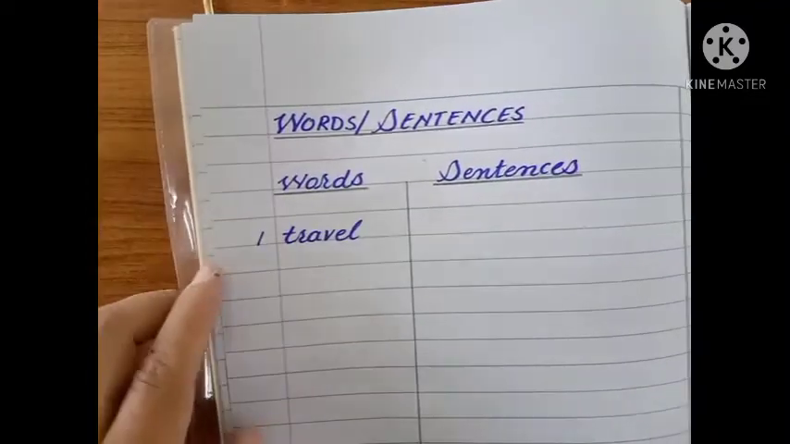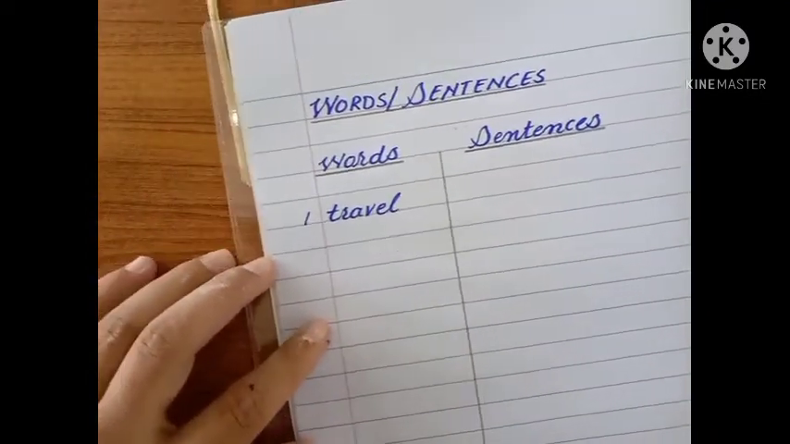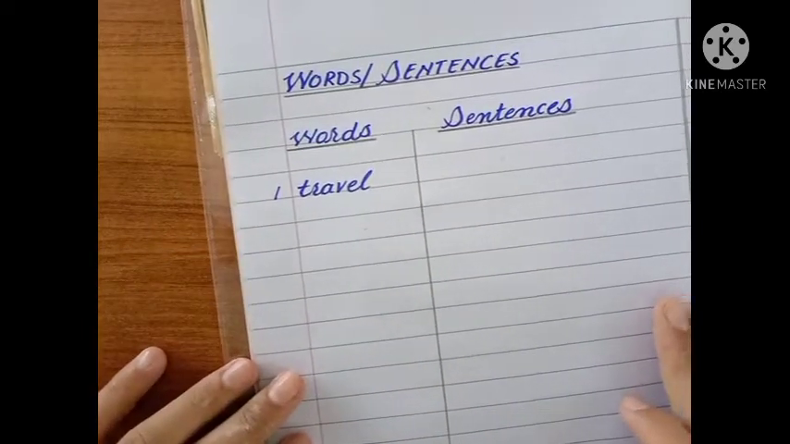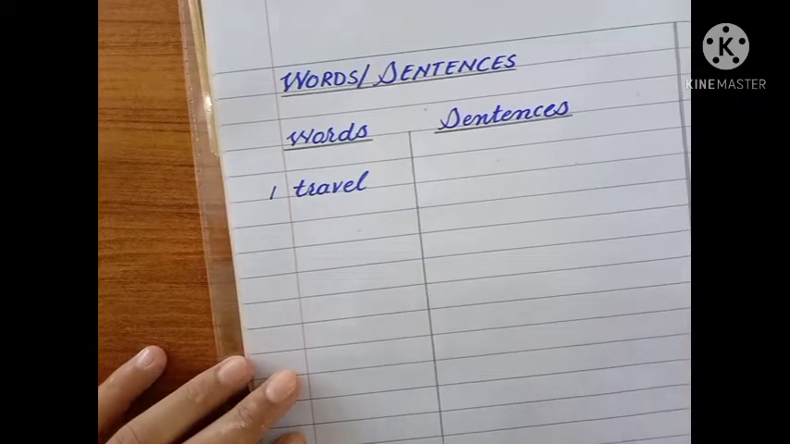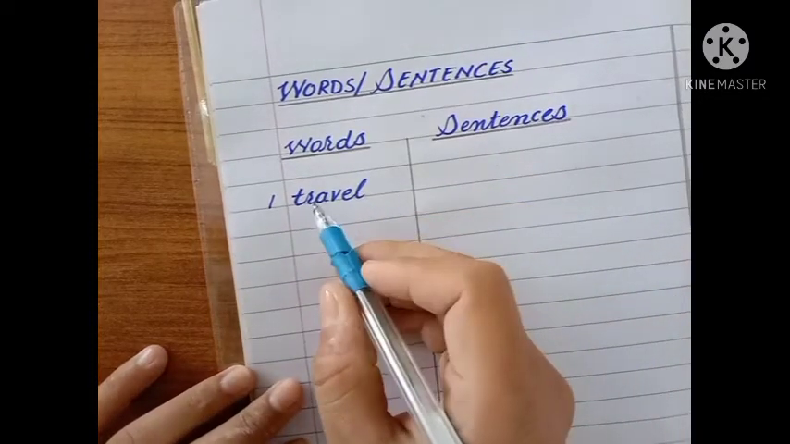On the next page there are the word sentences, and you can see the very first word is travel. And as a teacher, I like the student who develops his own sentence. For example, one student writes one sentence and another writes another sentence. Different sentences are appreciated by me and by the management. Dear students, the first word here is travel.